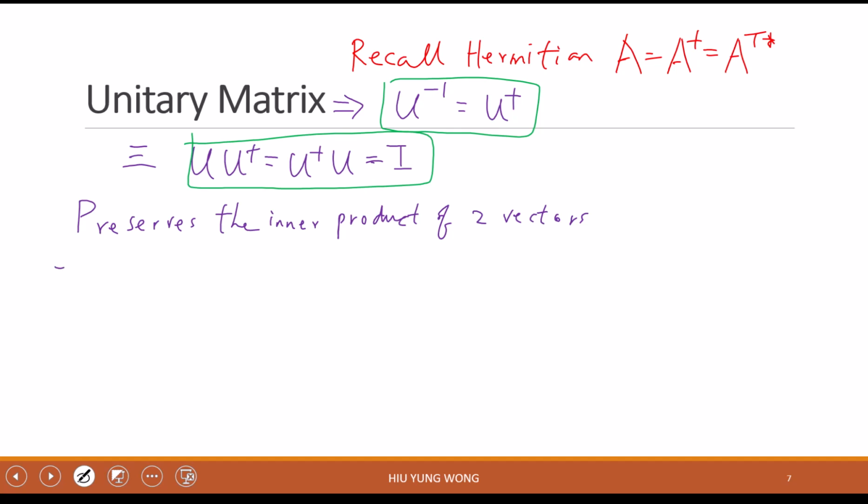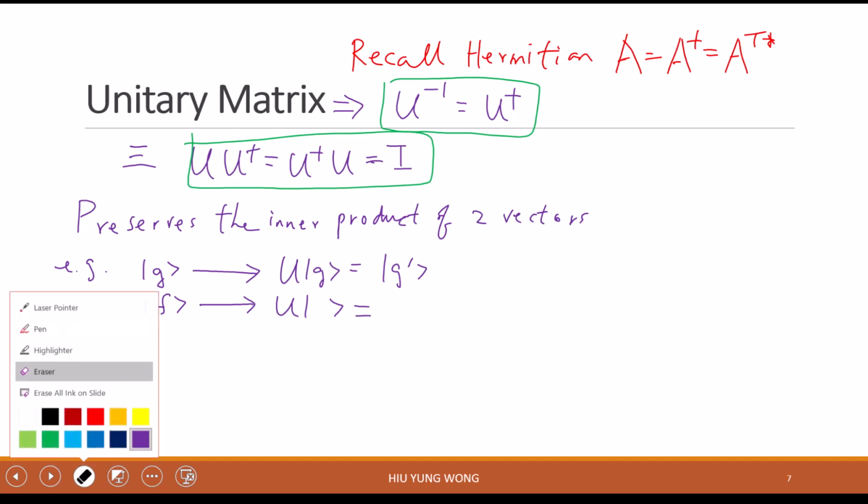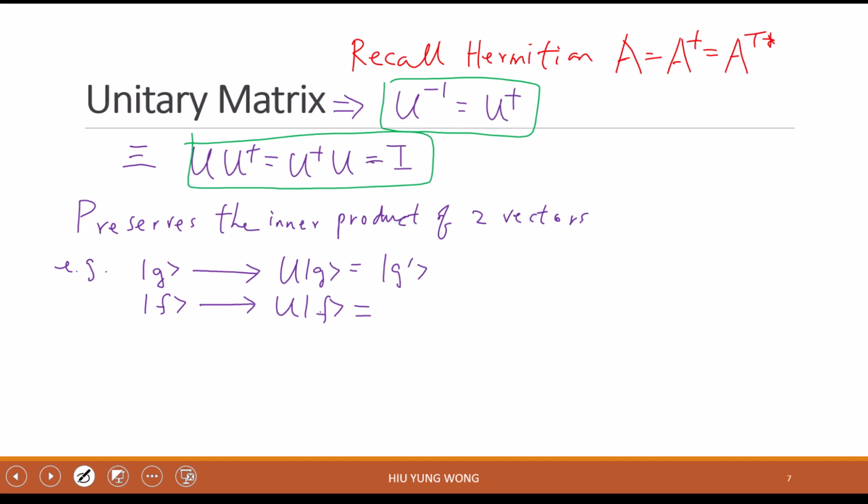For example, then let's think about an unitary transformation. I have two vectors, G. After a unitary matrix, it becomes UG equals to, let's say, G dash. I did something to rotate the system. And I have another vector F. Applying the same transformation, it gives me UF, F dash.